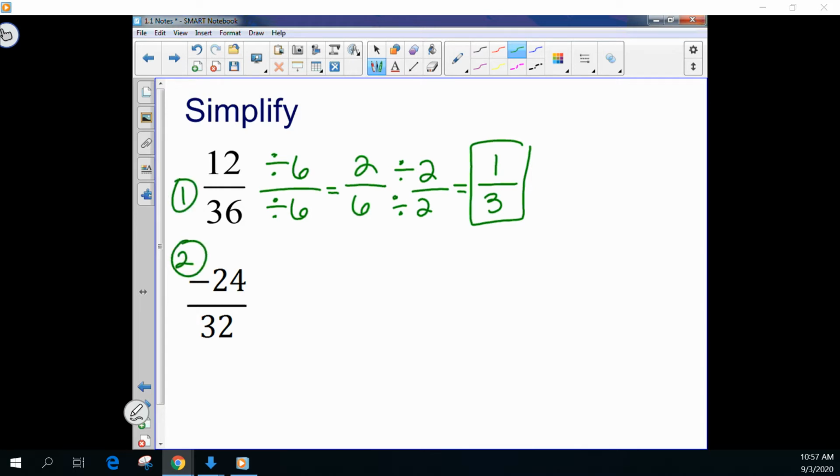Number 2, negative 24 over 32. So we need to try to decide what goes into both of those numbers. So we could choose 4, 2, 6 doesn't work. 8 would work, and that would probably be our biggest number that could go into both of them. So let's divide by 8.